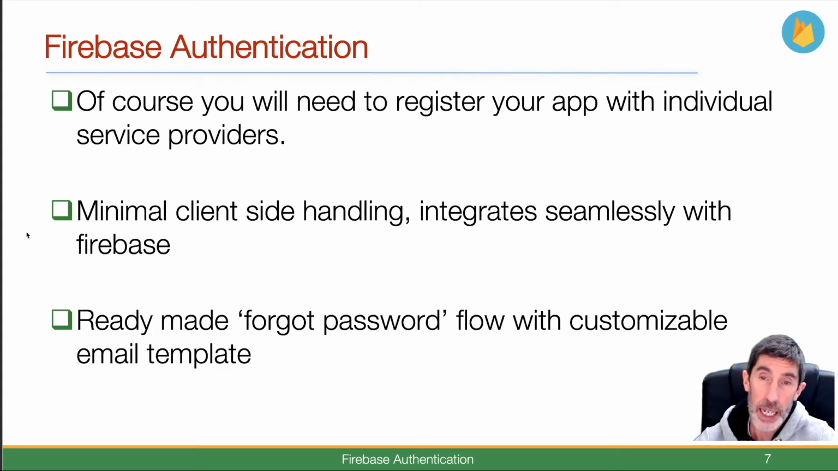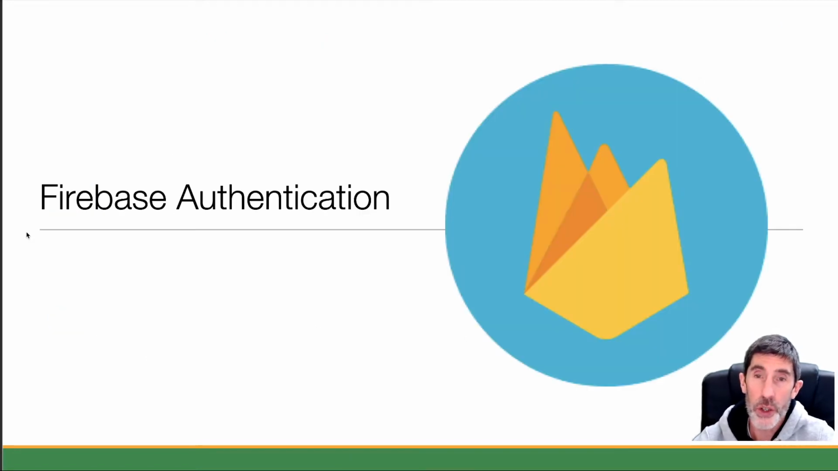Okay, saying that, there's minimal client-side handling, and it integrates seamlessly with Firebase, and you do have a ready-made forgot password flow with customizable email templates. So if you need to change the standard template that's sent out, you can do that in your Firebase console. Okay. So what I want to take you through then is, how do we set up Firebase authentication in a particular app? Now we will basically do the same in Donation, but in terms of just a general app, the steps you go through to bring in Firebase authentication into your app.